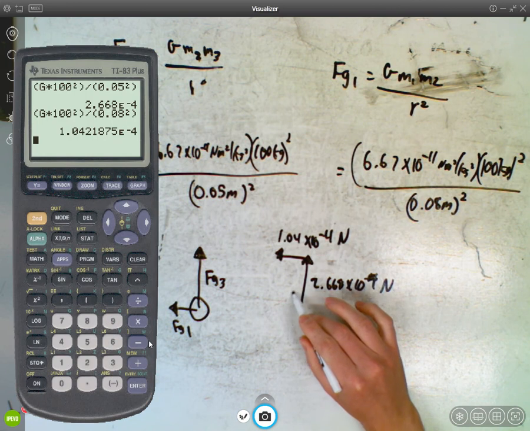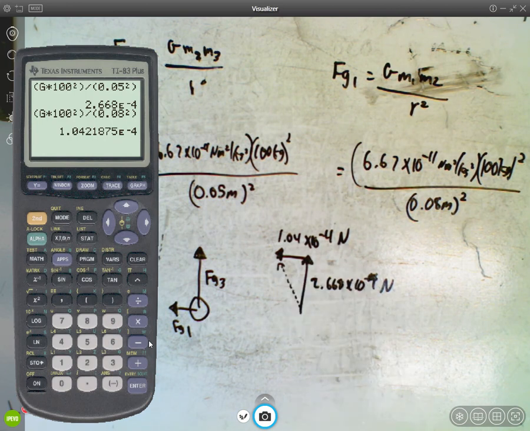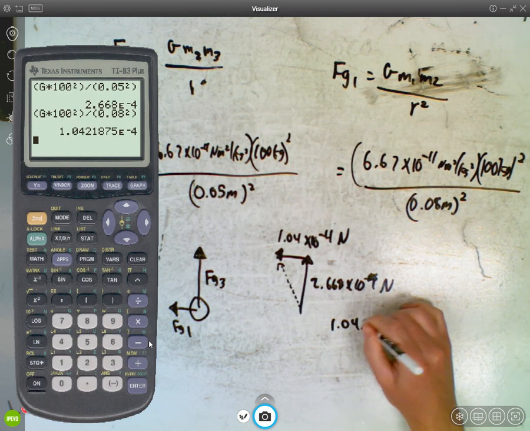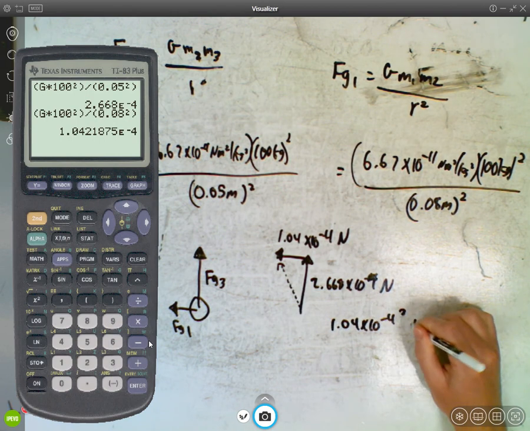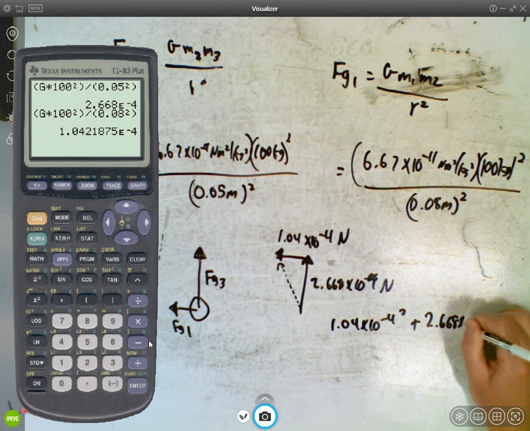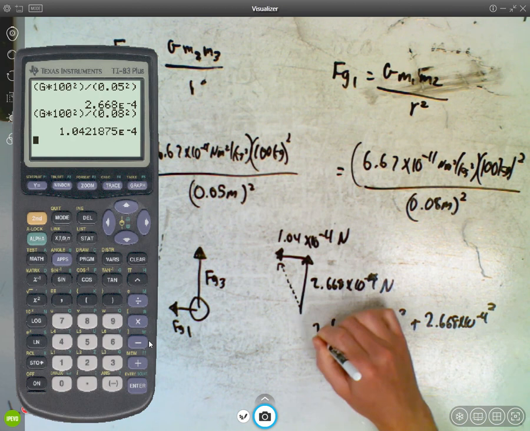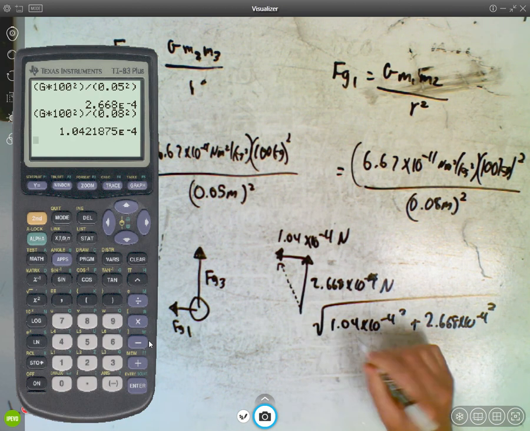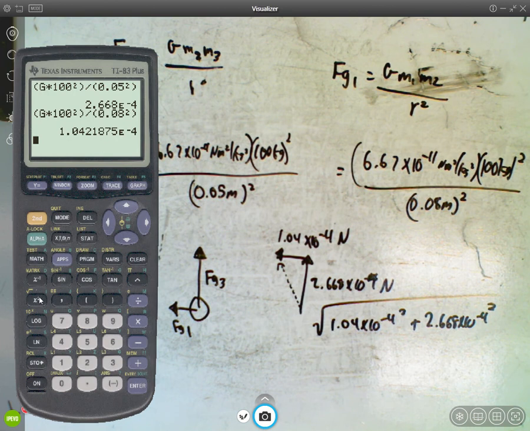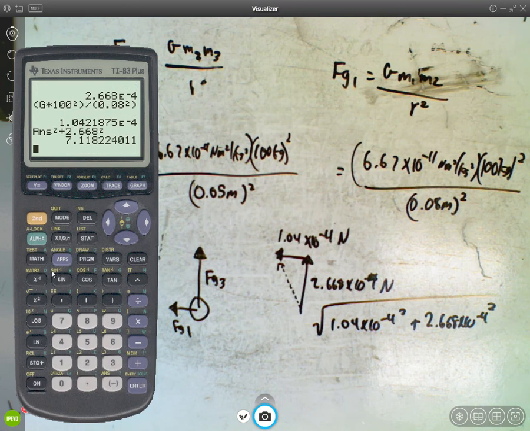So to find the net force, I need to find that there, which means I have to Pythagoras these two numbers: 1.04 times 10 to the negative 4 squared plus 2.668 times 10 to the negative 4 squared, all square root, and I can find out what that is. So let's do that. So I'll take this squared plus 2.668 squared, and I'll square root the answer.